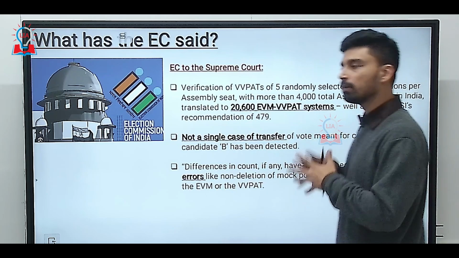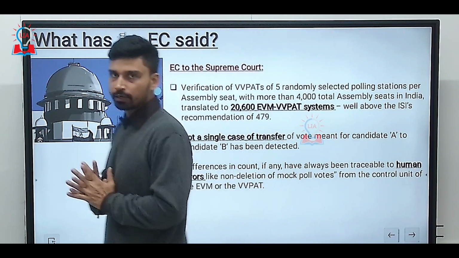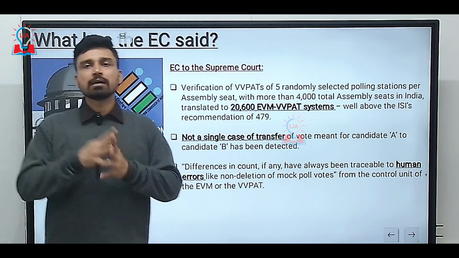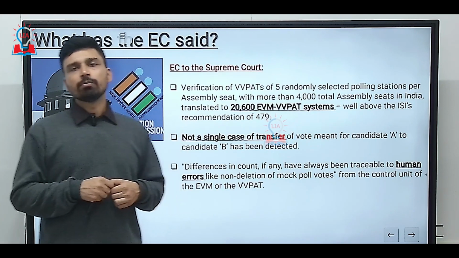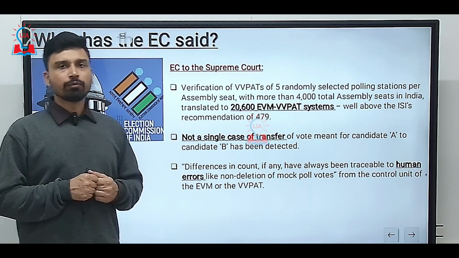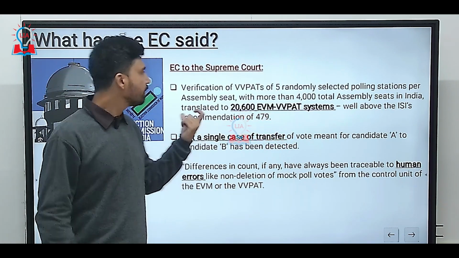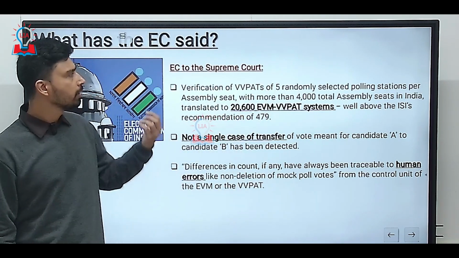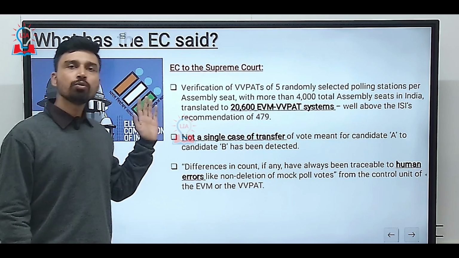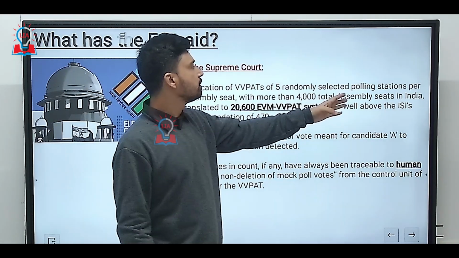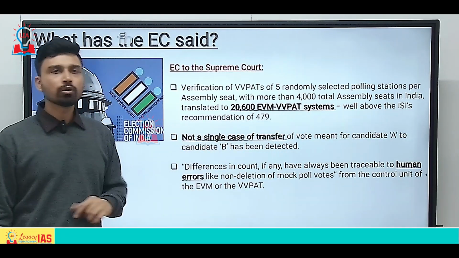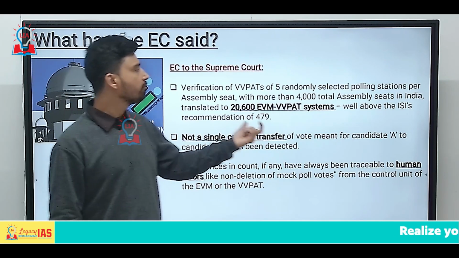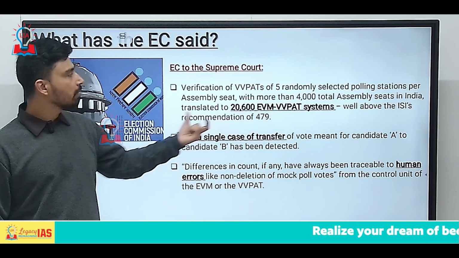Now, what has the Election Commission said regarding this earlier? The Election Commission has replied on this matter to the Supreme Court earlier, where it has clearly established that verification of VVPATs of 5 randomly selected polling stations per assembly seat, with more than 4,000 assembly seats in total, will translate to roughly more than 20,000 EVM VVPAT systems, which is well above the recommendation of ISI.